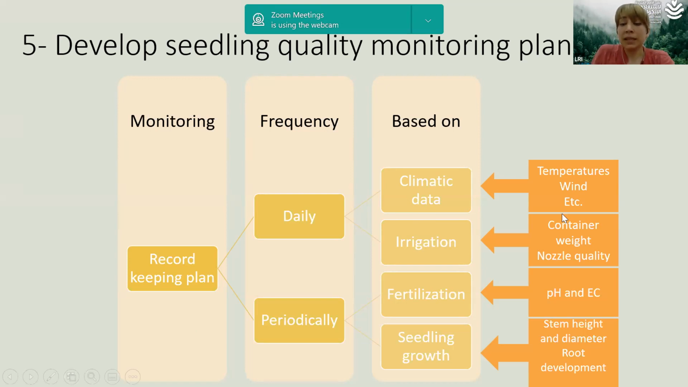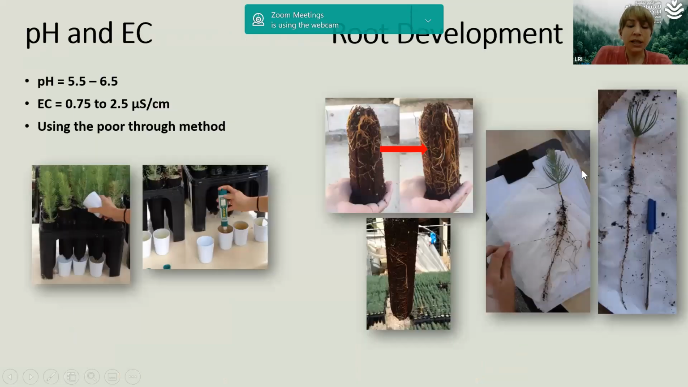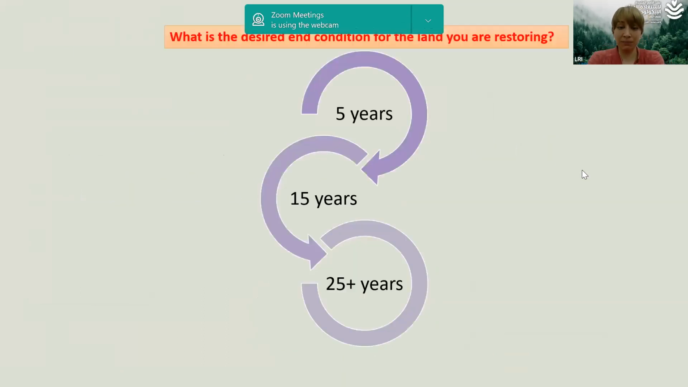So technically, we have different parameters, shown here on the right, that we need to take into consideration while we develop a record keeping plan, whether on a daily or periodic basis. And these are just some pictures to show how seedling and root development is usually monitored during the season. So how do we develop a native nursery production timeline?